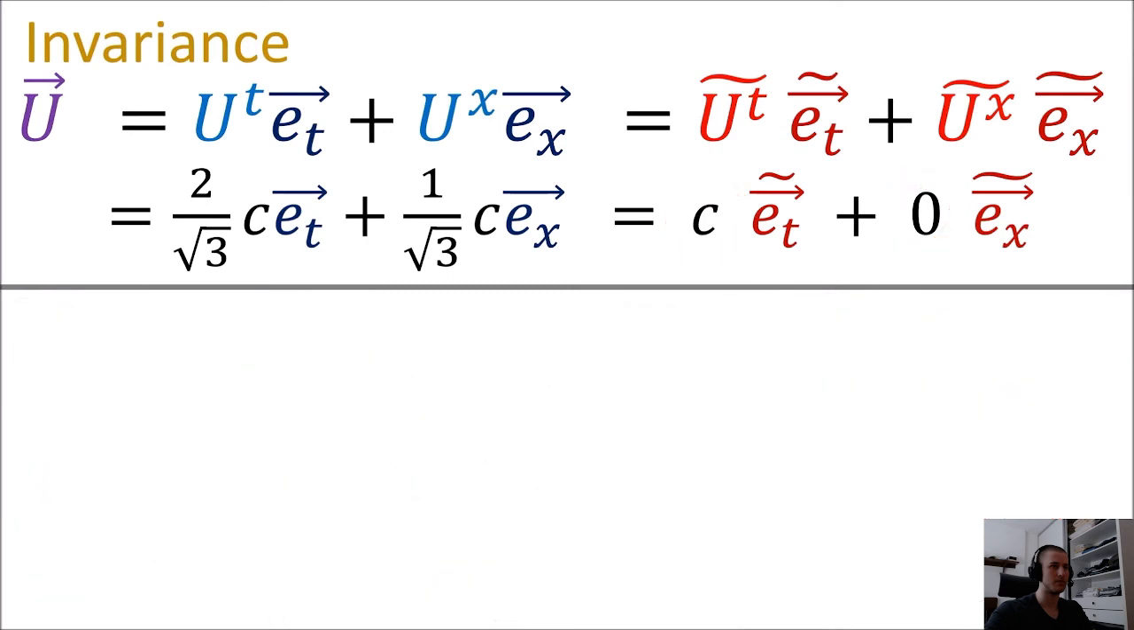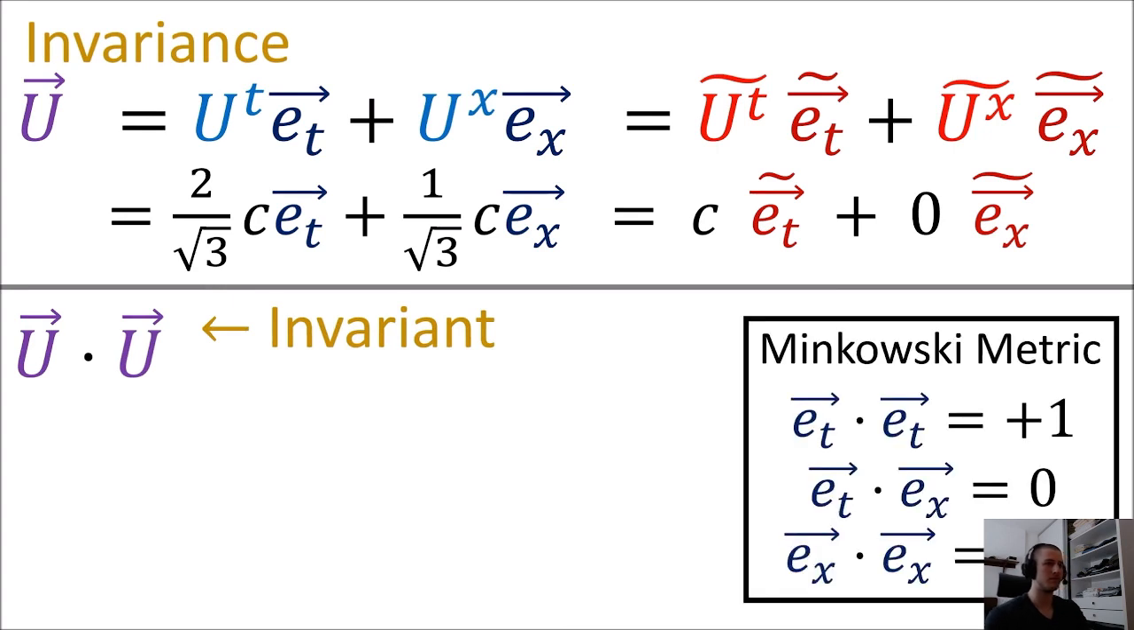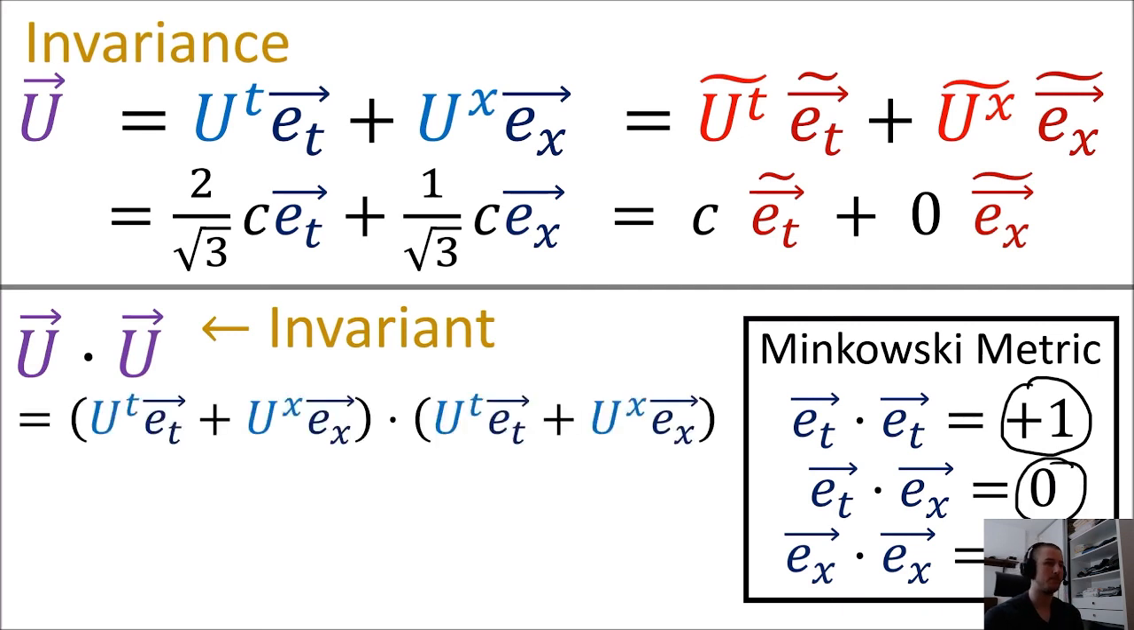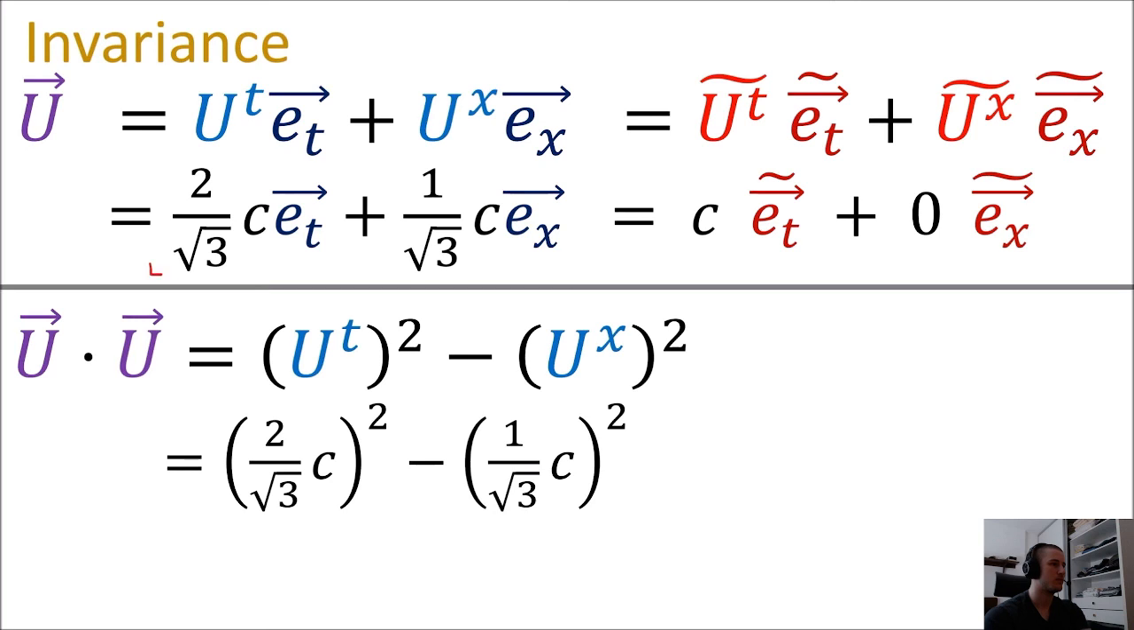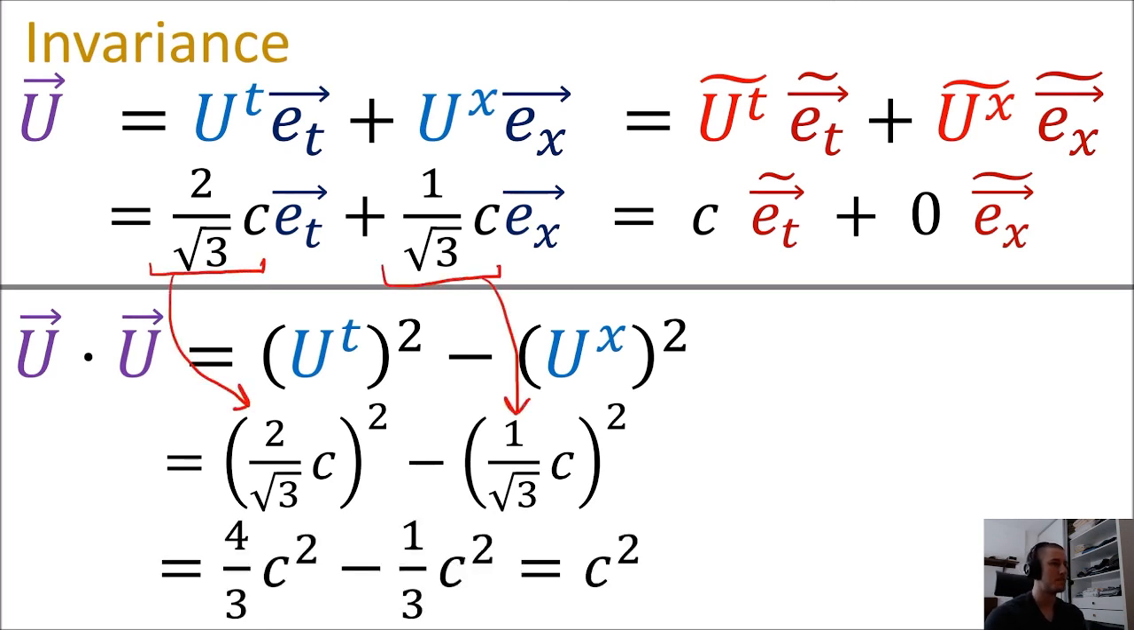Another thing to notice is that the quantity big U dot big U is also invariant and agreed upon in all reference frames. Recall that with a Minkowski orthonormal basis, the time basis vector dotted with itself gives +1, and a position vector dotted with itself gives -1, and mixed basis vector dot products are 0. So in our case, big U dot big U is ut squared minus ux squared. In Einstein's frame, this gives us (2 over root 3 c) squared minus (1 over root 3 c) squared, which is 4 over 3 c squared minus 1 over 3 c squared, which ends up just being c squared.